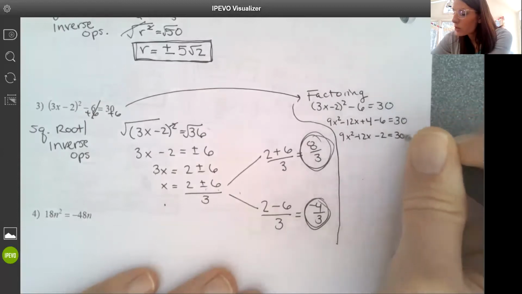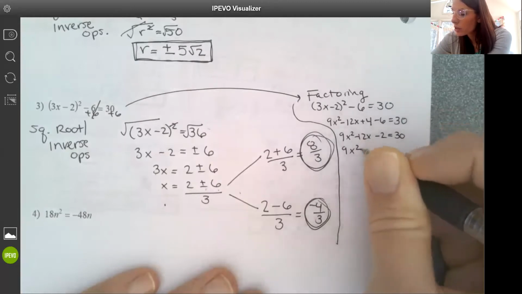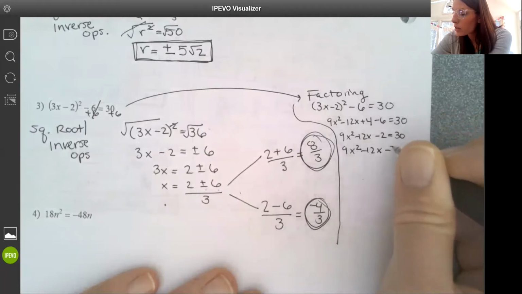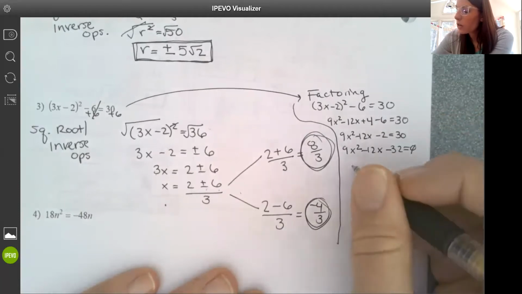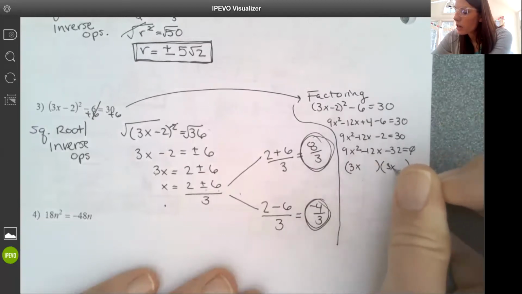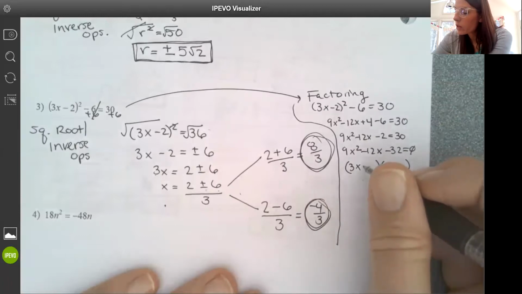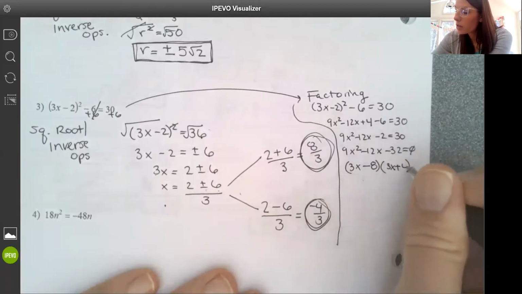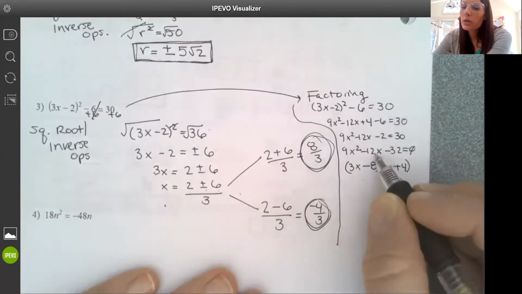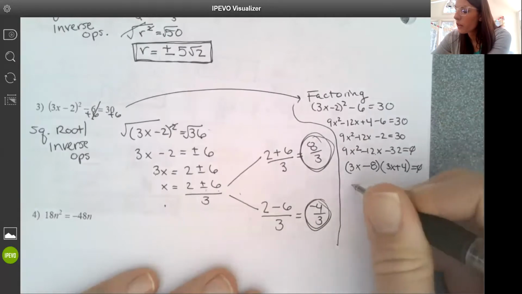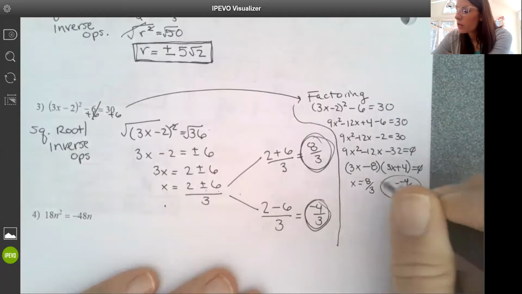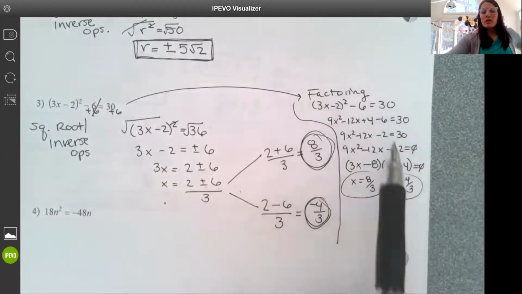Four minus 6 is minus 2, minus 2 equals 30. So I'd have 9x squared minus 12x minus 32 equals 0. And then I'd have to factor from there and go -8, +4, giving me -24 and 12, giving me that middle term. And then I get the same answers. Okay, same answers, different method.